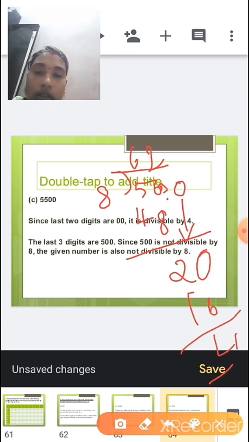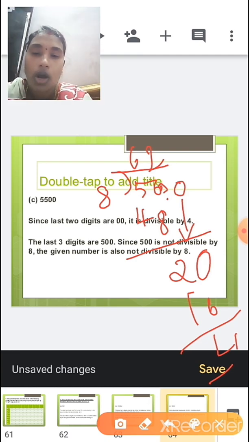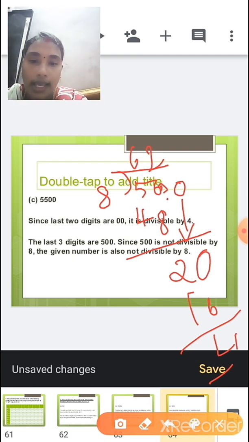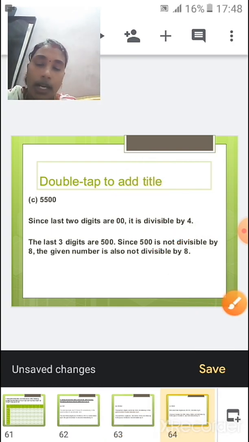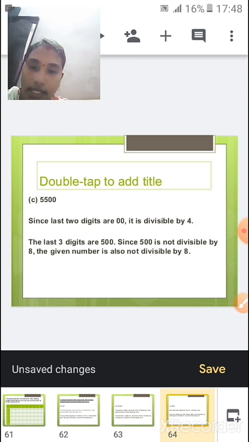Hence 500 is not divisible by 8. Okay. So hence 5500 is also not divisible by 8. So can you understand? The number 5500 is divisible by 4, but it is not divisible by 8.